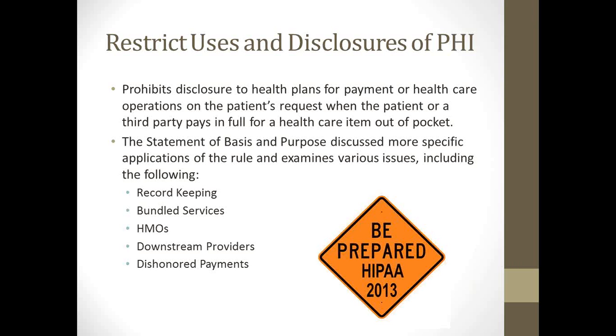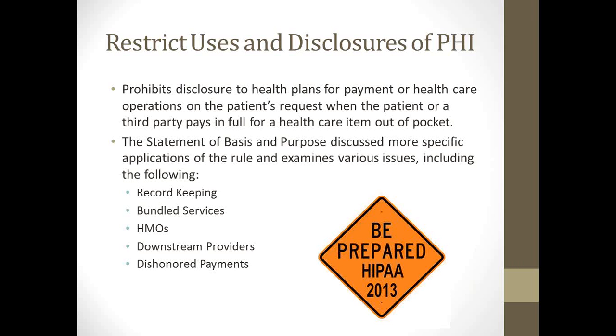The statement of basis and purpose discussed more specific applications of the rule, and it examines various issues, including the following. Now, within record keeping, healthcare providers are not required to keep separate records to implement requested restrictions on disclosures, but covered entities will need to employ some method to flag or make a notation within the record with respect to the protected health information that has been restricted in order to comply with the new requirement.